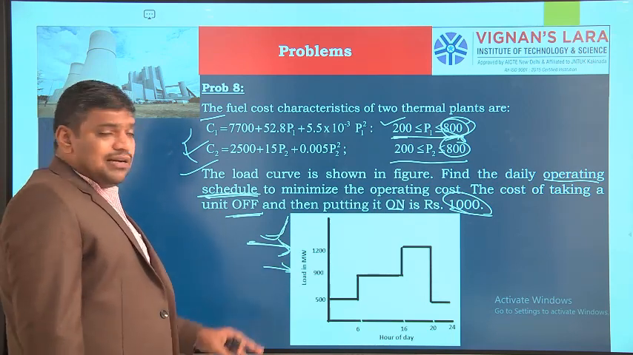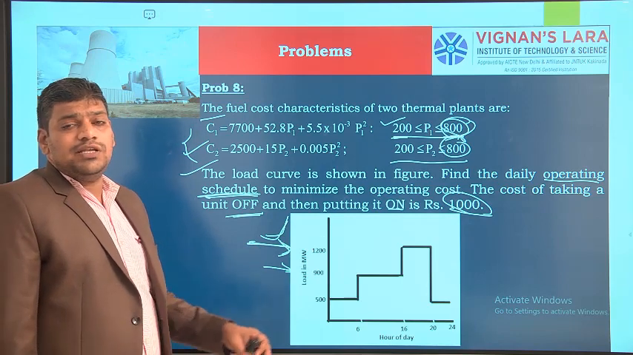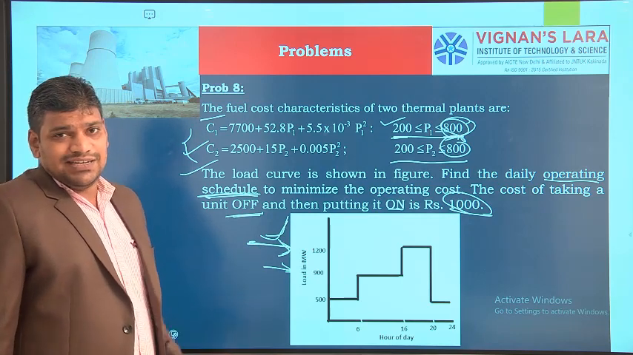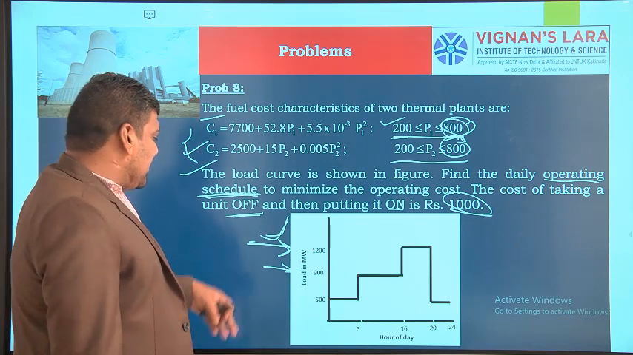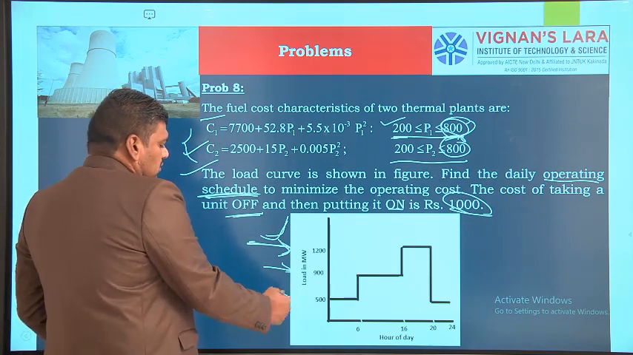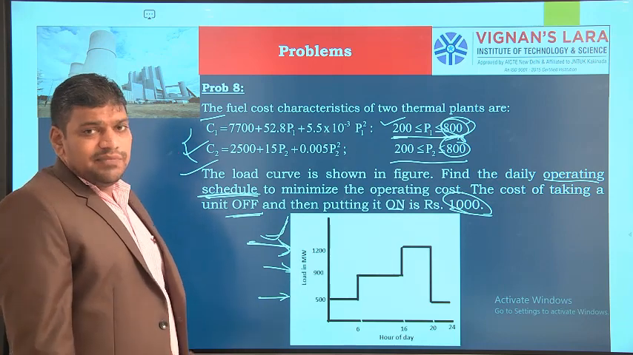Therefore, for 900 megawatts of load also, we have to make use of both the generators. While coming to the third load, that is 500 megawatts of load.